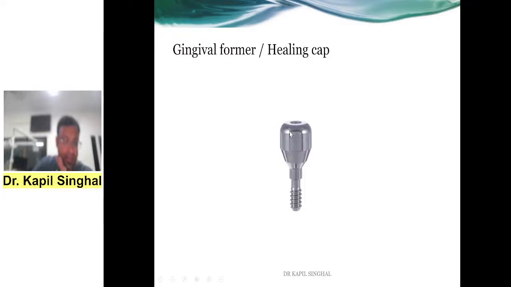So once my implant is integrated, I have removed the cover screw. Now I will place my healing cap over the implant and I will suture. So this is known as a healing cap or a healing abutment or a gingival former. Why is it known as gingival former? Because it helps to form the shape, the emergence of gingiva around the implant. So this is the role of a healing cap, to form an emergence of soft tissue around the implant.